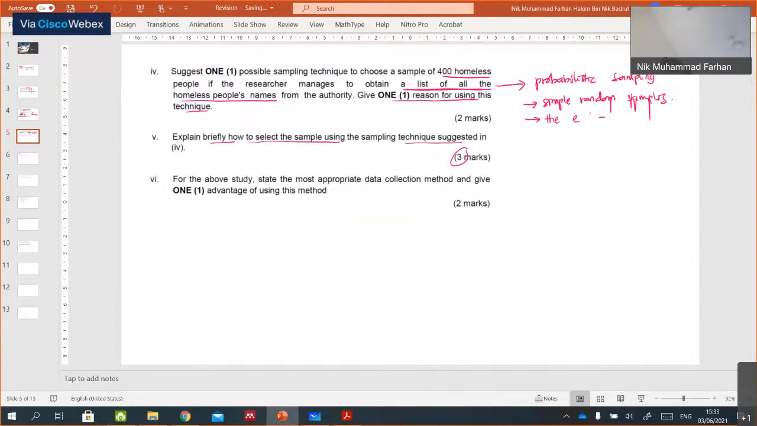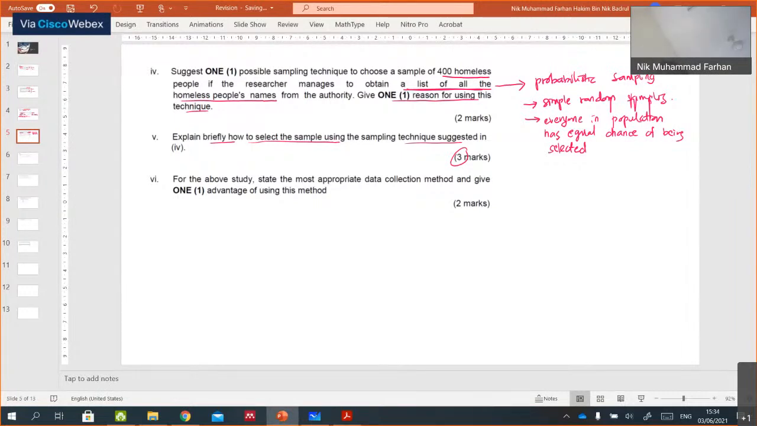Ataupun you give the advantage of simple random, which is everyone in the population, kan? Okay, kalau bila kita guna simple random, everyone in the population has equal chance of being selected. Okay, semua orang ada hak yang sama rata untuk menjadi responden. Okay, that is the reason.